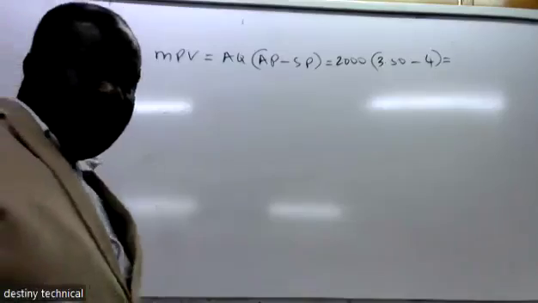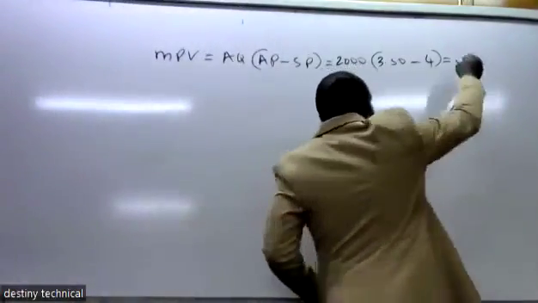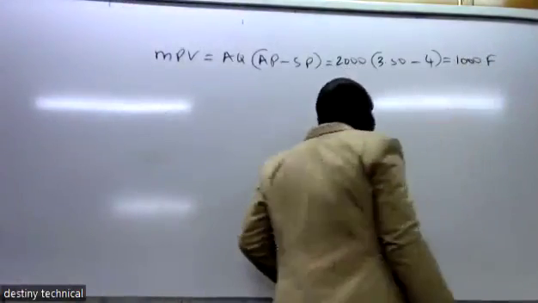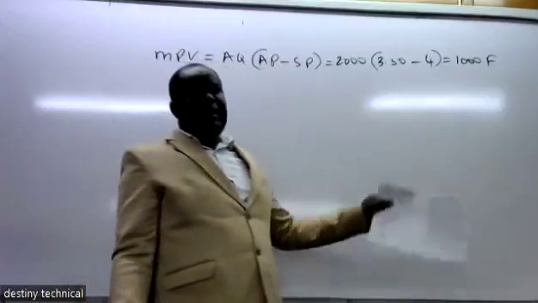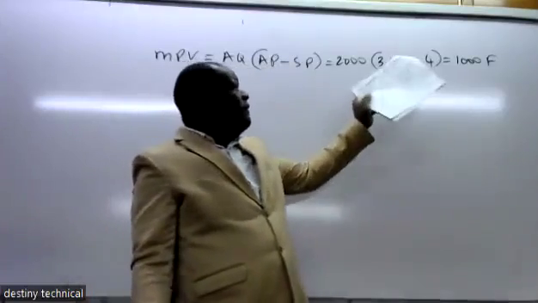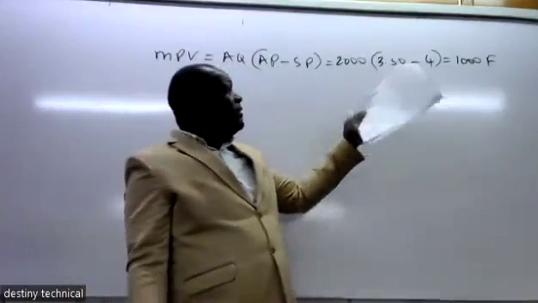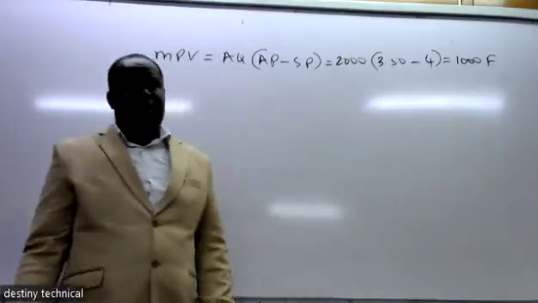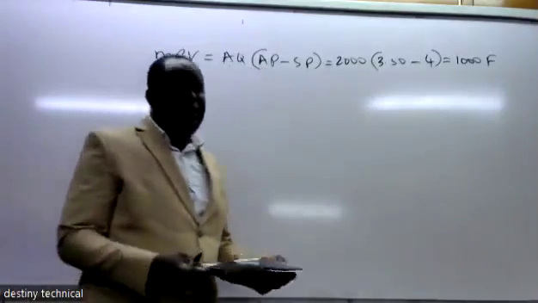So we are getting 1,000, which is favorable. It is favorable in the sense that you budgeted to pay 4 shillings, but you ended up paying 3.50. So that variance is favorable.